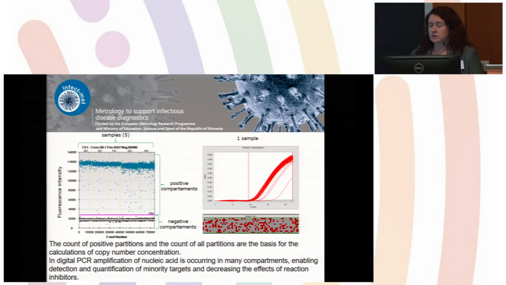Another advantage of digital PCR is that because the reaction is spread in so many small compartments, we can also find minority targets in these cases. But also any inhibitory substances that could be present in the sample are diluted this way, and they have less influence on the reaction.